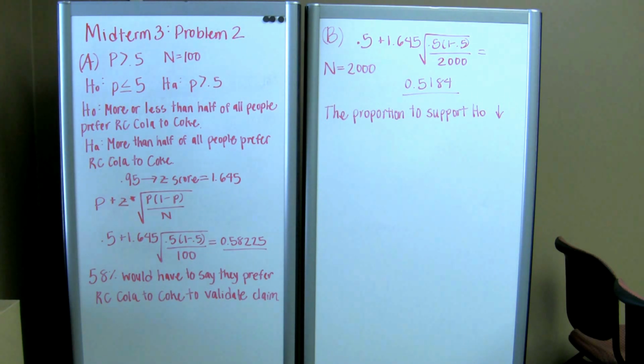The proportion to support the null hypothesis went down because the larger the sample size, the less variance there is. An increase in sample size means less variability. Because of this larger n, we can assume that the proportion of people who prefer RC Cola to Coke would get closer and closer to the true proportion of people who actually prefer RC Cola to Coke. And this is how you solve problem number 2 from the third midterm.